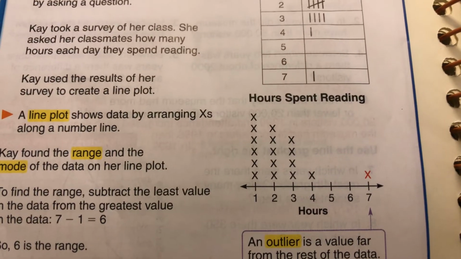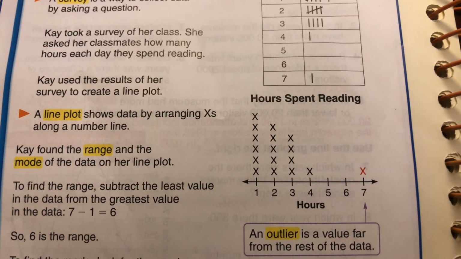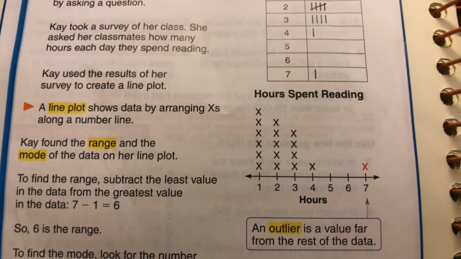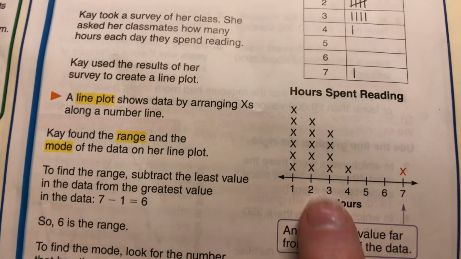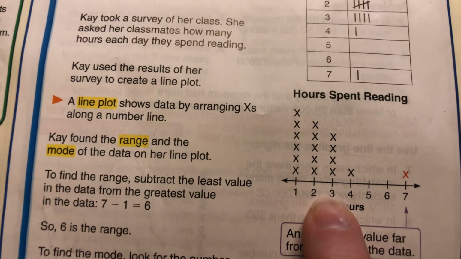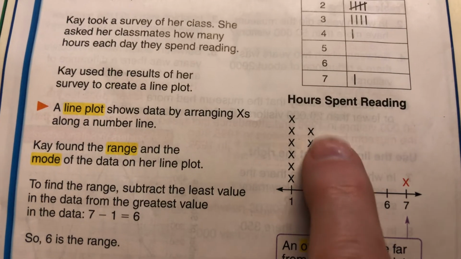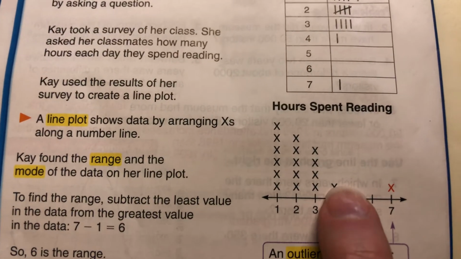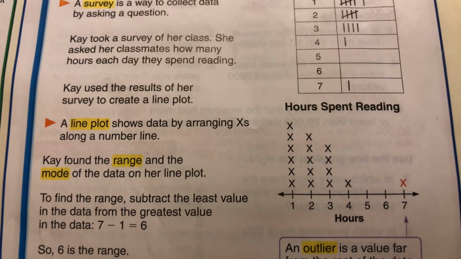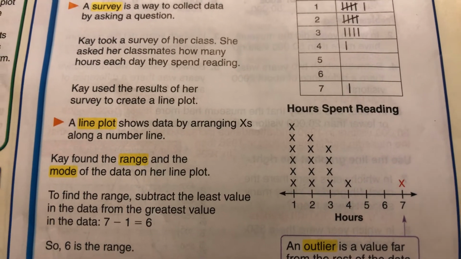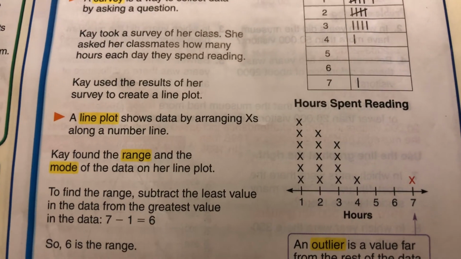Question number 3. How many more students spent 3 hours reading each day rather than 4 hours reading each day? So they want to know how many more read for 3 hours than 4 hours. So you count up 1, 2, 3, 4 minus 1 gives you 3. 3 more students read 3 hours per day than 4 hours per day.